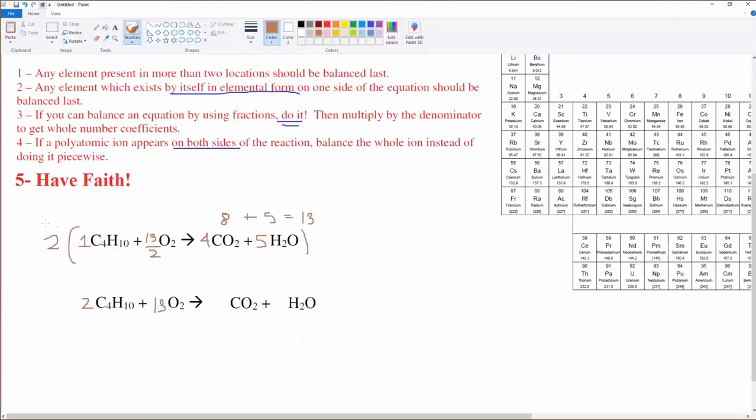Very easy, 13 divided by 2 times 10. The coefficient in front of the carbon dioxide becomes 8, and the coefficient in front of the water is 10. Easy peasy. We did it.